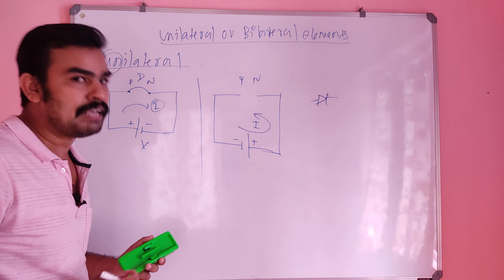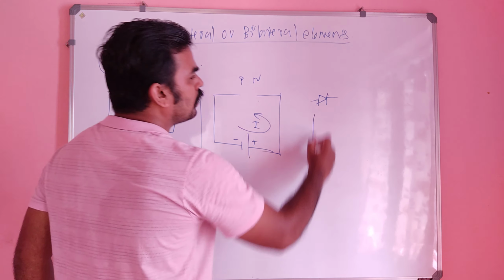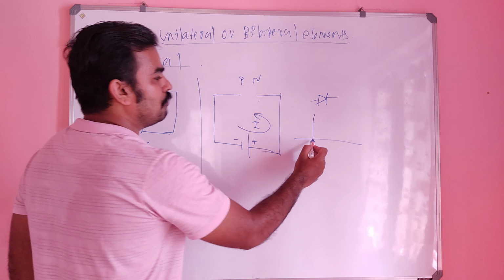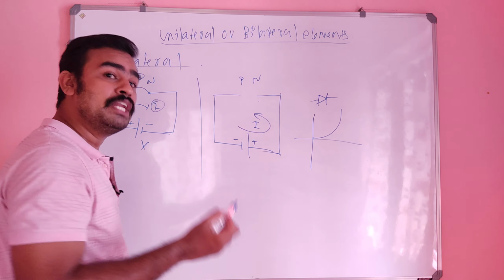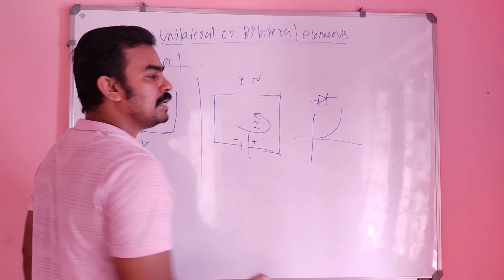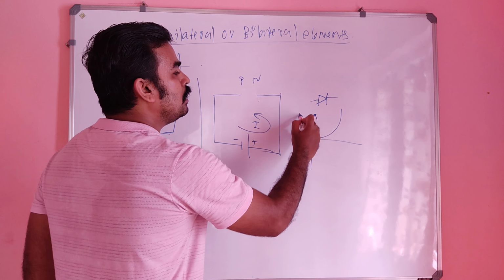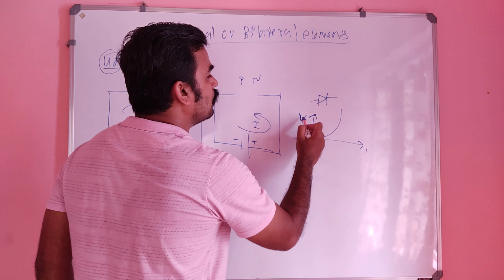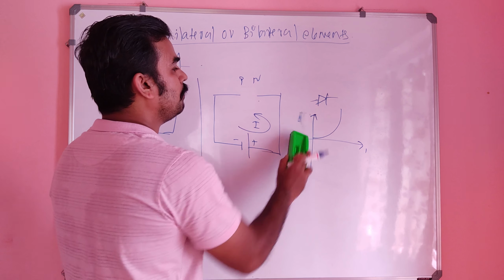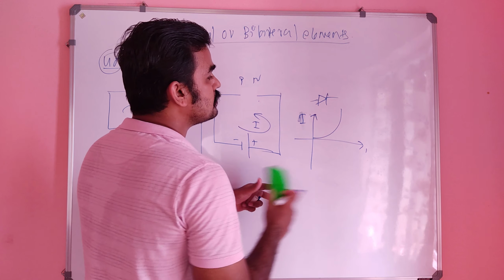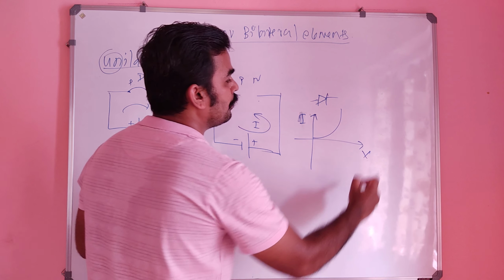That is clear from this graph now. For an ideal diode, the graph will be like this, but there will not be any current flow in the reverse direction. So this will be the VI characteristics of a diode. This will be I and this will be V for an ideal diode. I am assuming this as an ideal diode.